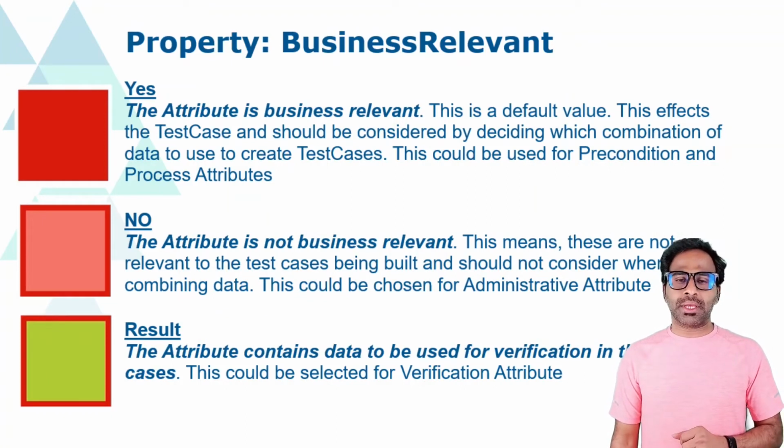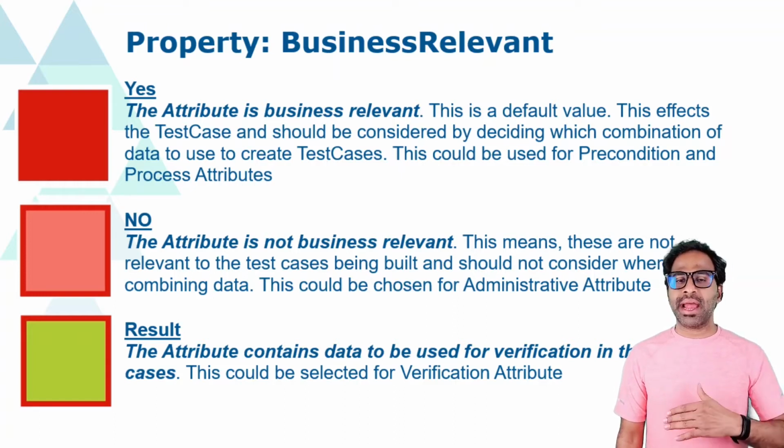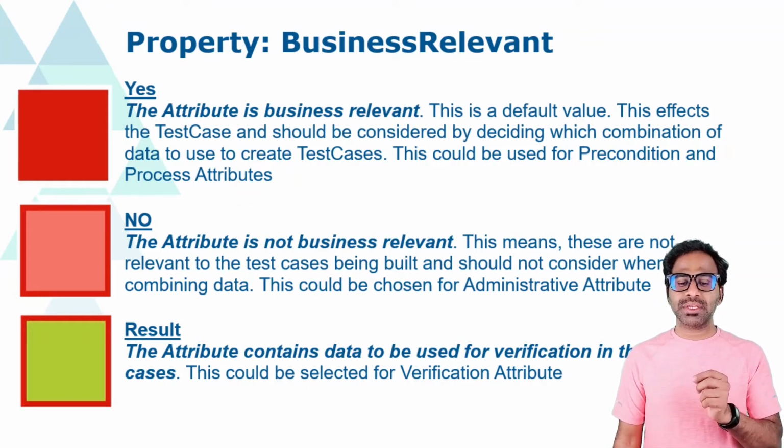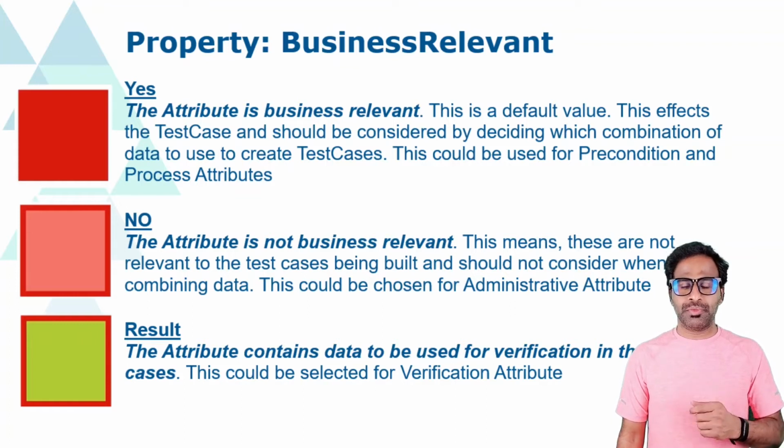Okay, so our next topic is a property of an attribute called business relevant. Every attribute that you define in a test sheet under test case design has a property called business relevant. If you specify the property of business relevant as yes, that means the attribute is business relevant. This is the default value provided by Tosca. Whenever you create an attribute, by default business relevant will be yes. This affects the test case and should be considered when deciding which combination of data to be used in creating a test case.